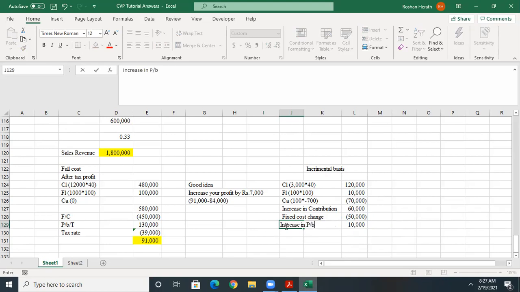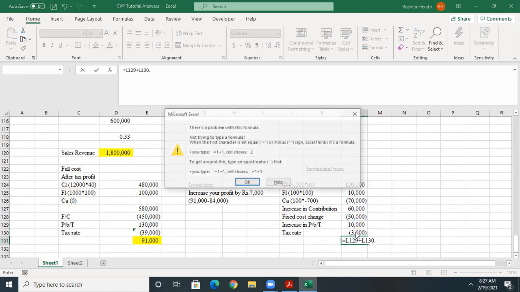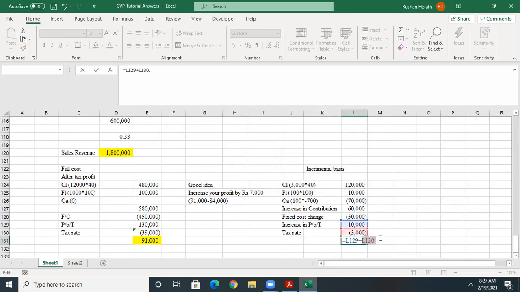Then you can apply the tax rate, that is 30%, 3,000. Consequently, you can see the increase in profit. This is the increase in profit. So again, you can see the same outcome, no? So eventually it has come to the increase in profit.